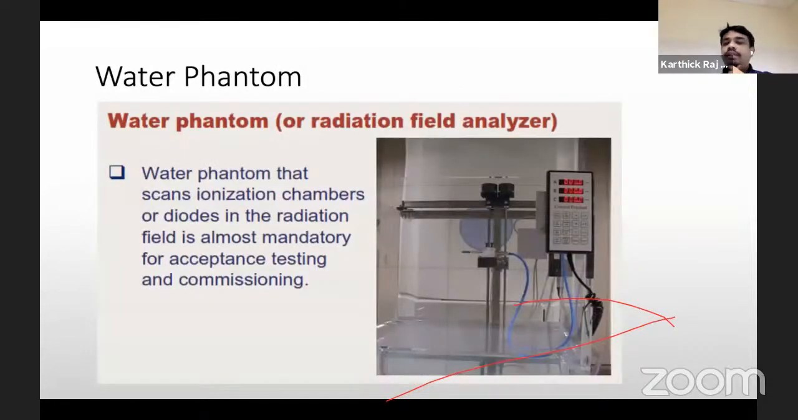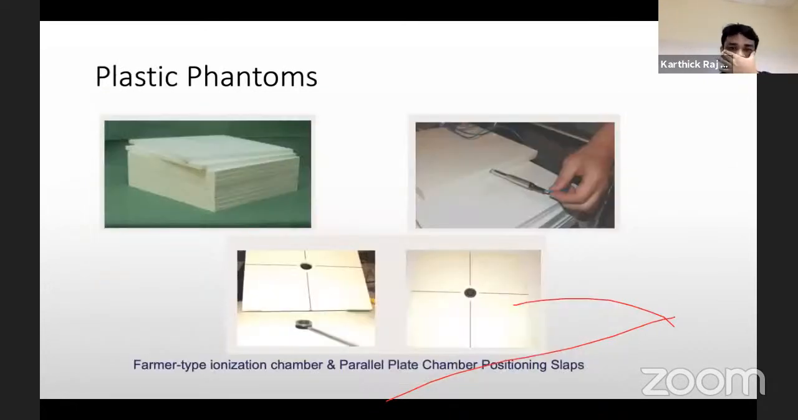The other important thing is the radiation field analyzer, which is a very important component when you commission the treatment planning system. It is almost mandatory for doing all the commissioning, dosimetry and profiles, so it's a very important component when you procure treatment equipment. Another important component is plastic phantoms. Sometimes you cannot use the radiation field analyzer every time for dosimetry. For daily checks, we always use plastic phantoms for the morning checkout. These are necessary for daily quality assurance checks to check the consistency of your x-rays and electron beam.